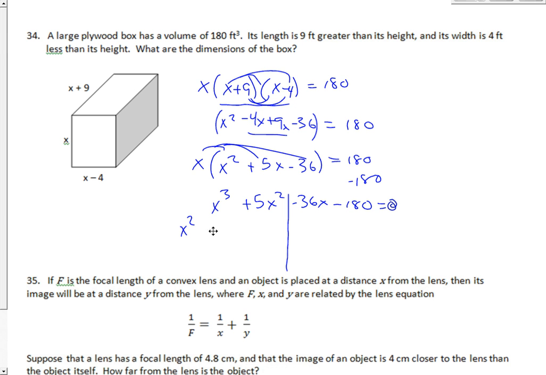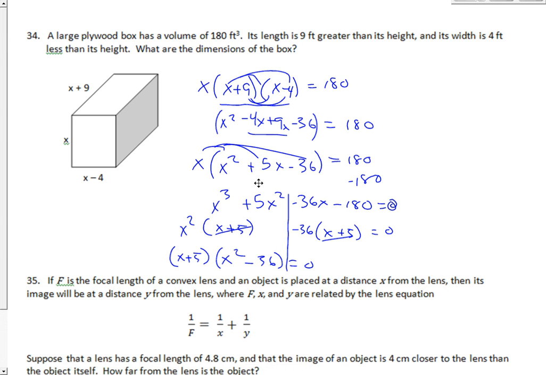On the left-hand side, I factor out x squared. I'm left with x plus 5. Over here on the right, I'm going to factor out a negative 36, and that actually gives me x plus 5. Now, I've got a common factor between these two as x plus 5. When I cancel that out, I'm left with x squared minus 36. And that equals 0. So I've got two factors.